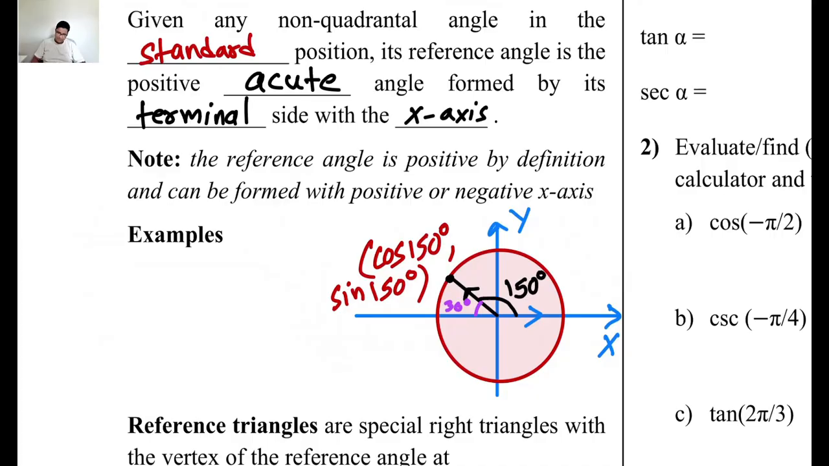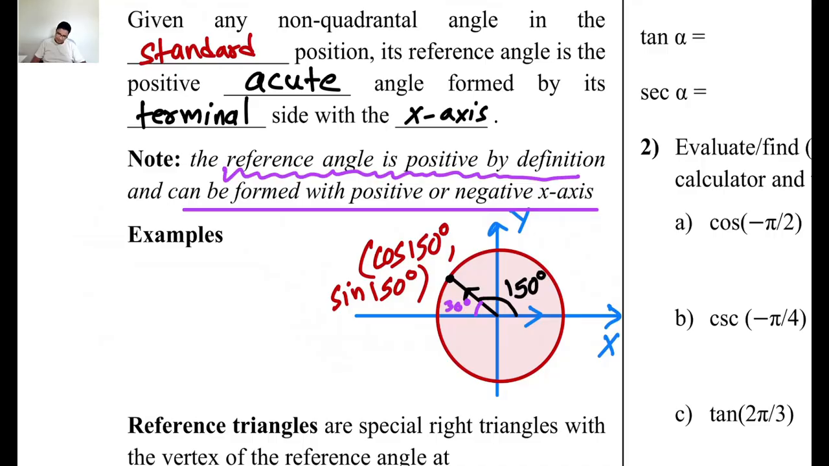Now here's the thing. It's 30 degree. Now you might ask, from where to where am I measuring? Am I measuring clockwise or counterclockwise? We lose that meaning for a second because we just take the positive value by definition. We define it to be the positive angle, but it could be formed with either the positive or negative x-axis, depending on where the angle is.